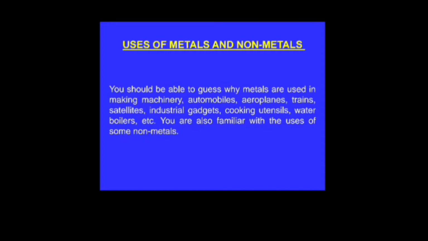Some important uses of metals are iron, copper, aluminium. Metals are used to make cooking utensils and water boilers for factories. Copper metal is used for making electrical wires for household wiring, electric motors, armature of dynamos, and many other electrical appliances. Aluminium metal is used for making electrical cables and overhead electric transmission lines.